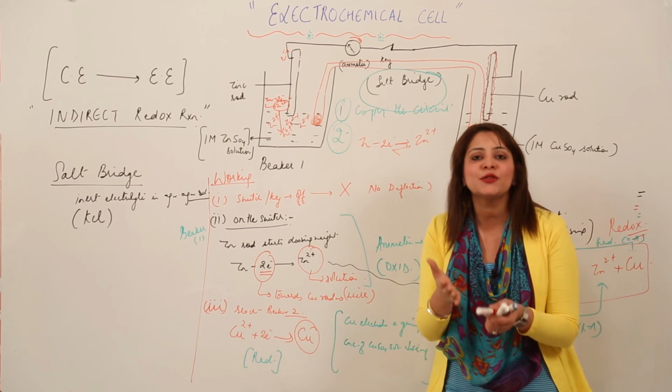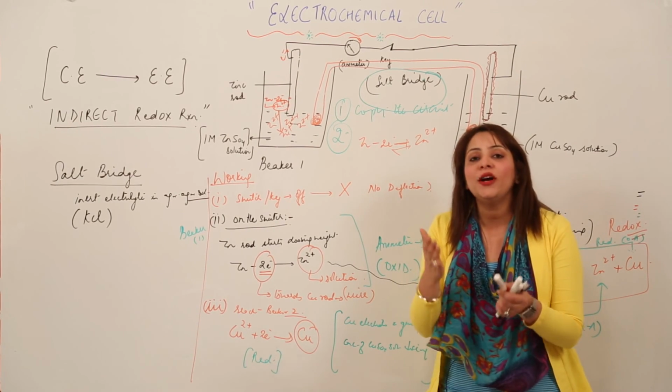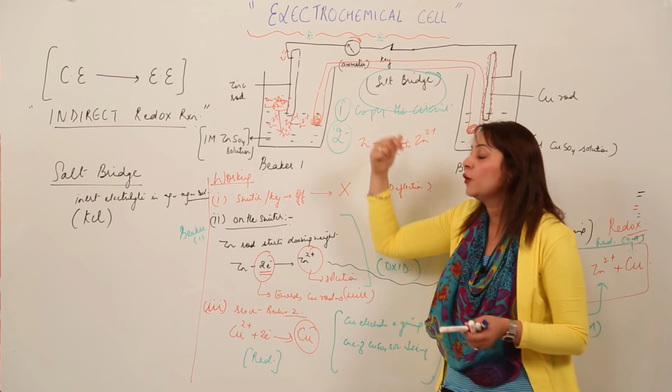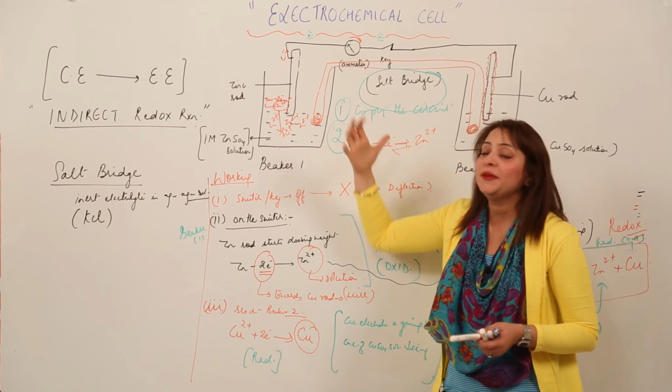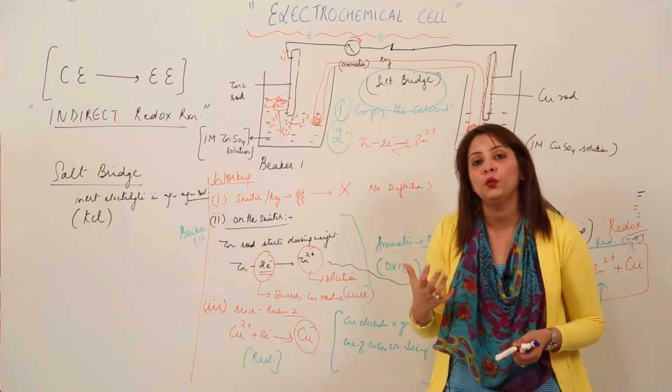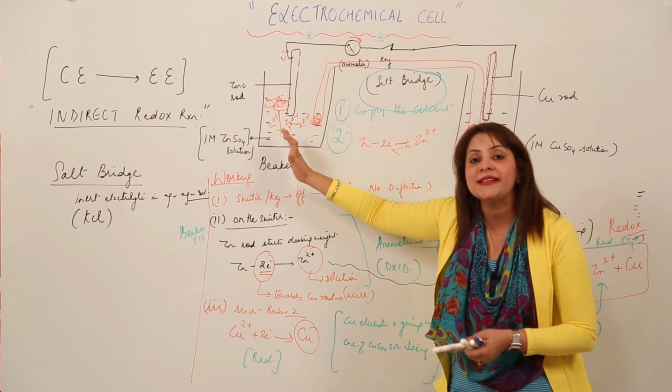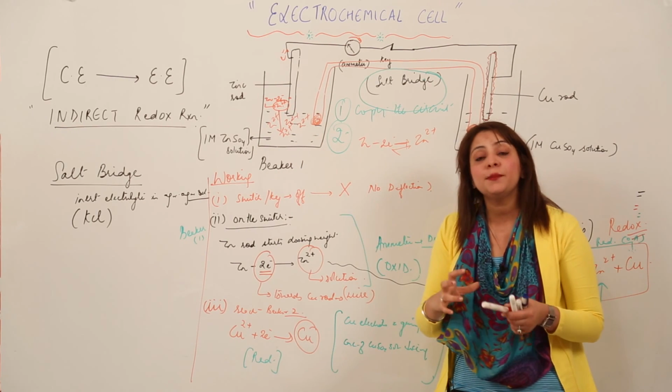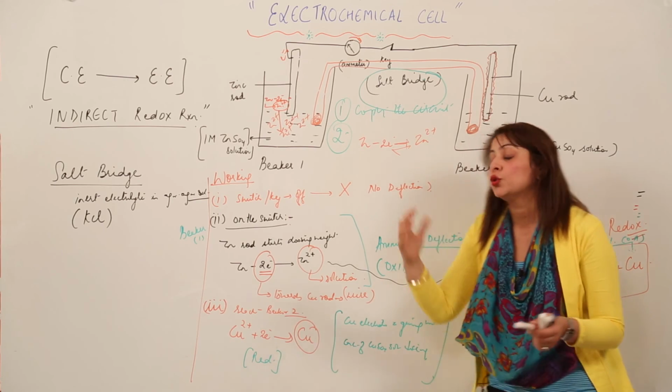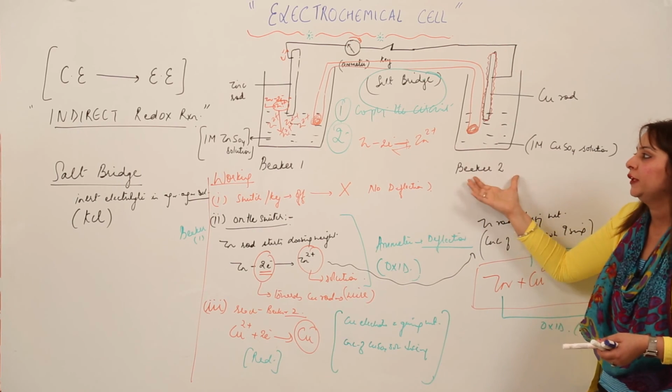But we don't need to stop our cell from working. So just look at the board to see how the salt bridge helps the electrochemical cell keep on working. So this is the problem we face in beaker 1, right? But there is a problem which still exists in beaker 2. So just look at it, what is the problem in beaker 2?